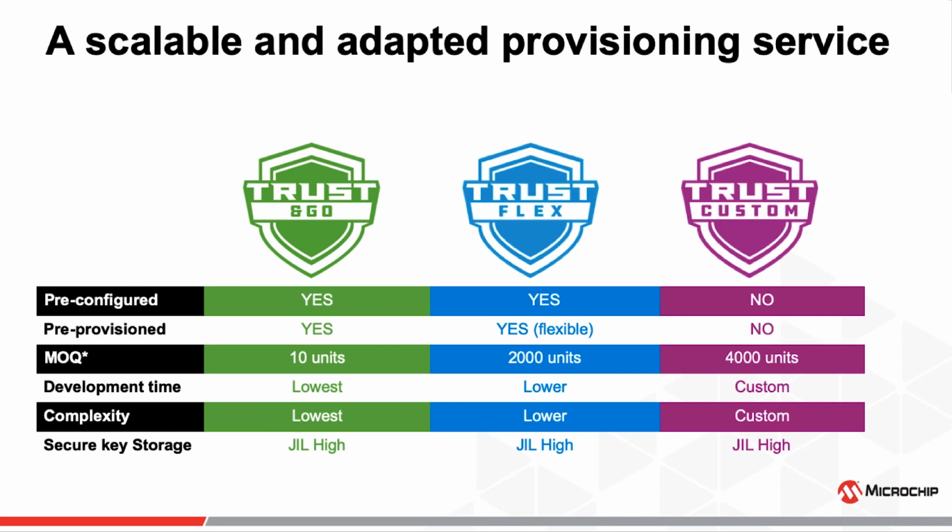The TrustFLEX comes pre-configured with more use cases than just the device-to-cloud, cloud-to-device use case. It is pre-provisioned with the same generic certificates that are in the Trust&GO. But Trust&GO locks those certificates and keys. So Trust&GO, you can look at it as a brick, a black box you get. With TrustFLEX, even if those default generic certificates are there, they can be changed by your own custom PKI. And here the minimum orderable quantity, including provisioning, is 2,000 units.